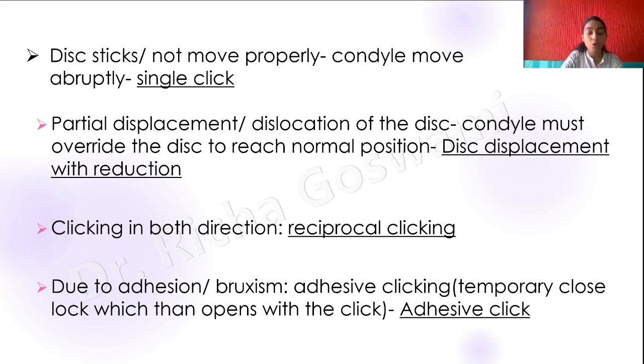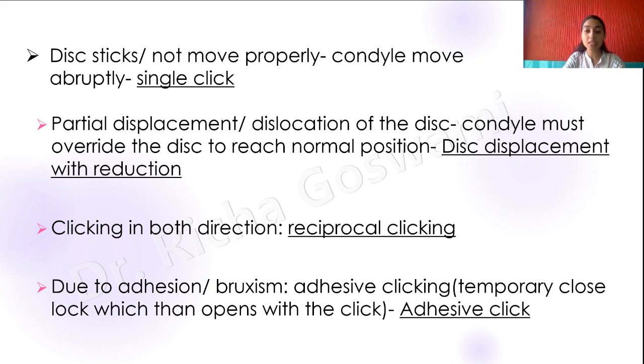Click may be a single click, meaning during mouth opening or closing only one click will be heard, or sometimes a reciprocal click. In partial displacement or dislocation of the disc, the condyle must override the disc to reach a normal position. Here a displacement and reduction takes place. So it is called a disc displacement with reduction. Here also you can hear two clicks, meaning reciprocal click.